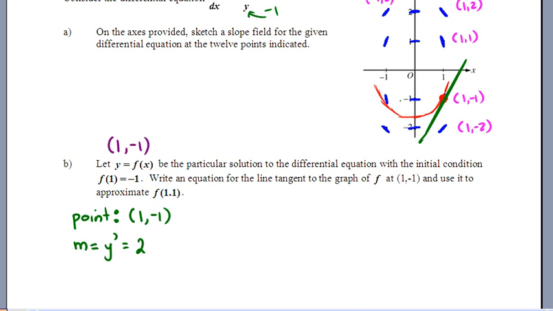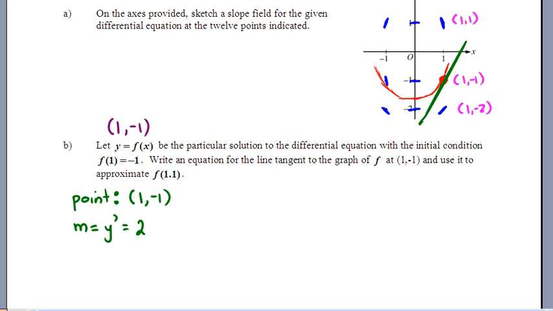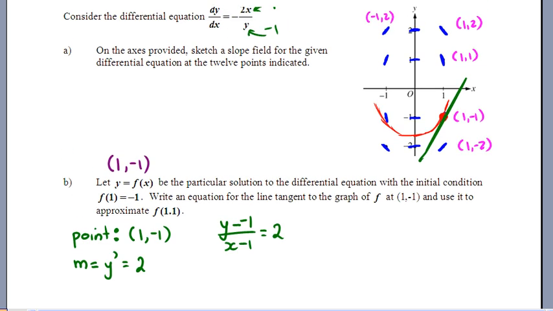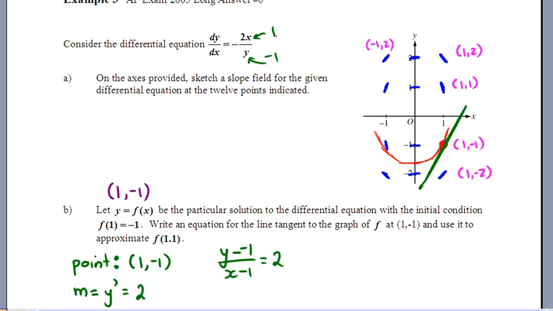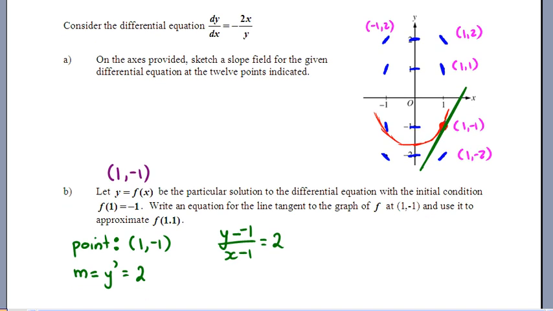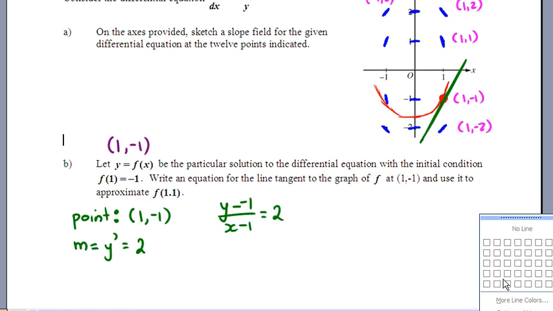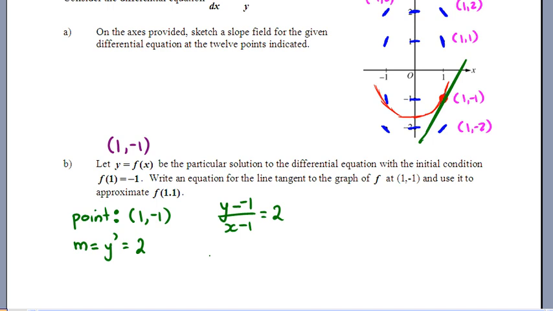So I can actually go and find this tangent line pretty quickly. I'm going to play our usual game. Y minus a negative 1 sitting on top of x minus 1 has to be 2. So again, all I did to find the actual slope right here, I just put the point into that differential equation. They told me the point was going to be 1 for x, negative 1 for y. Okay, so this is the tangent line, that green line that's there. And it looks like it's y plus 1 is equal to 2 times x minus 1.